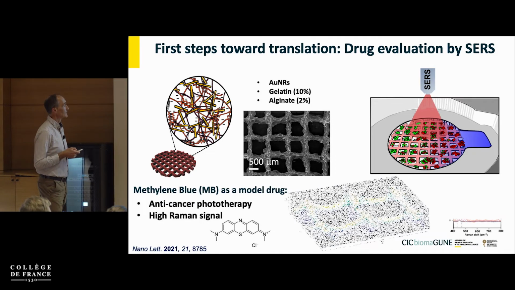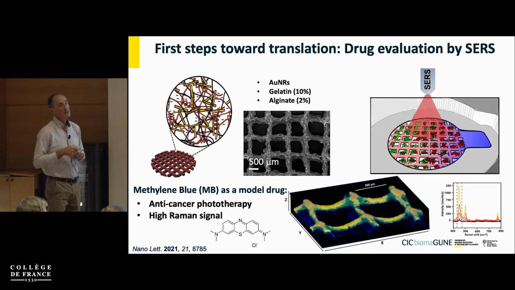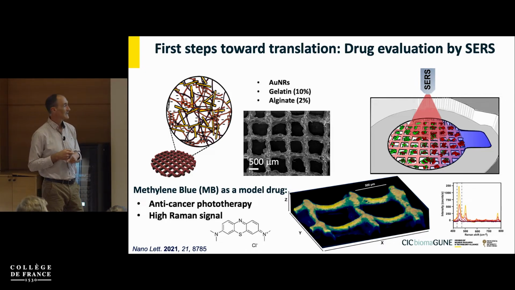And so for this first proof of concept, we decided to work with methylene blue, mainly because it's an efficient Raman scatterer, but also because it's really being used as a photoactivatable anti-cancer drug. So this drug is not toxic or almost not toxic under normal conditions, but if you irradiate at around 660 nanometers, then it becomes toxic because it generates reactive oxygen species.